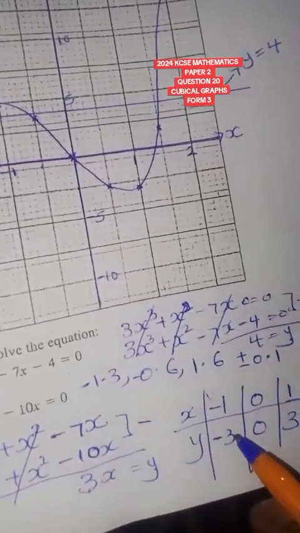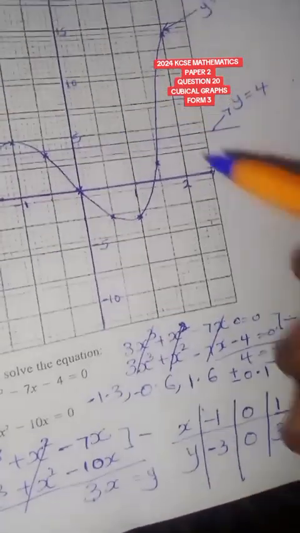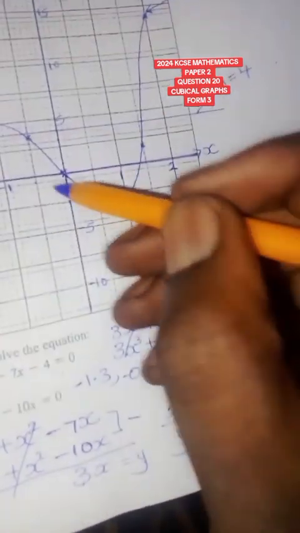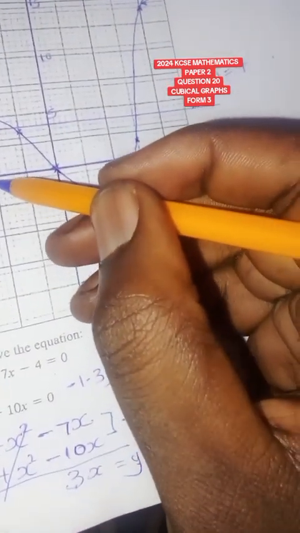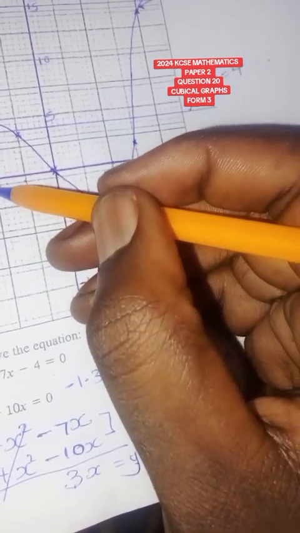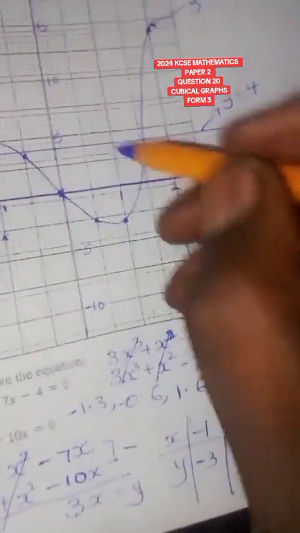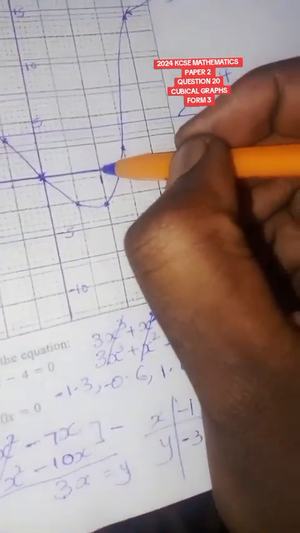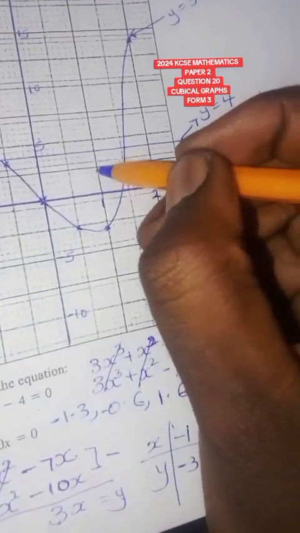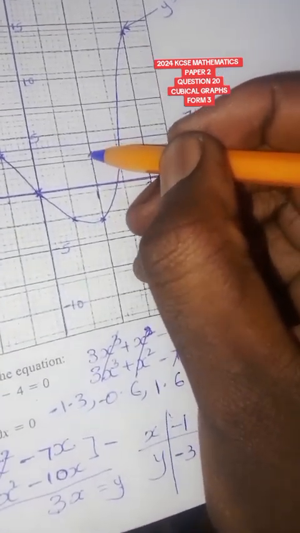So we will be having the first point as -1, -3. The -1, we have 1, 2, 3. So maybe a point there, -3. Then we have 0, 0, a point there. Then 1, 3. So we have 1, 2, 3. Then you draw a straight line.